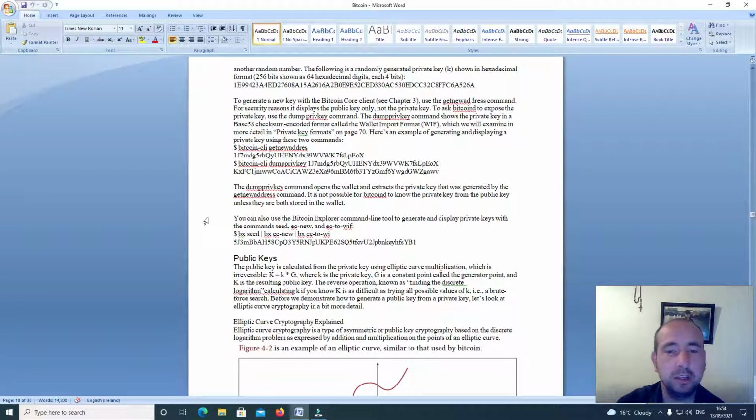To generate a new key with the Bitcoin Core client, see Chapter 3. Use the getnewaddress command. For security reasons, it displays the public key only, not the private key. To ask Bitcoin to expose the private key, use the dumpprivkey command. The dumpprivkey command shows the private key in a base-58 checksum-encoded format called the Wallet Import Format, WIF, which we will examine in more detail in Private Key Formats on page 70. Here's an example of generating and displaying a private key using these two commands.